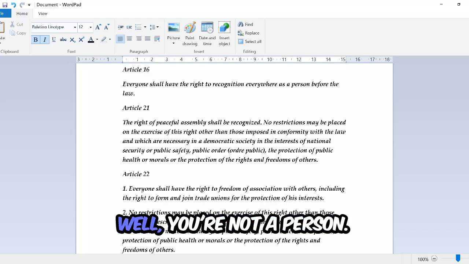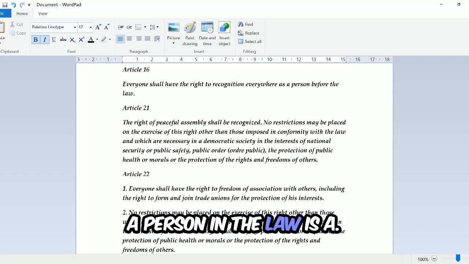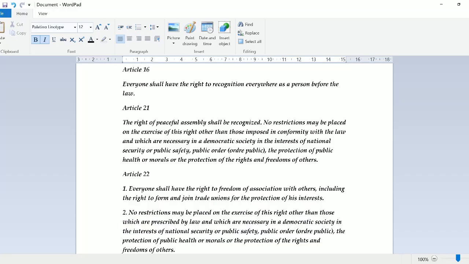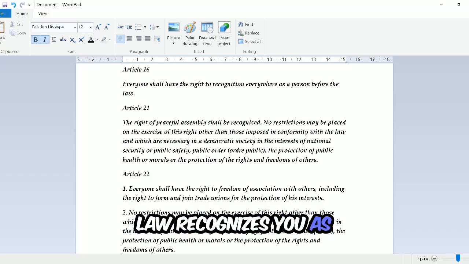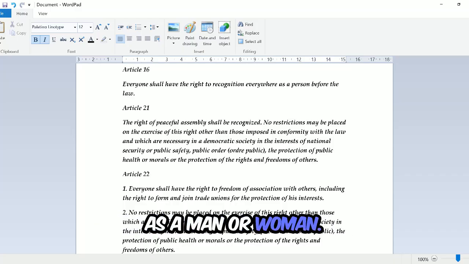But some will tell you, well, you're not a person. You can't be a person. A person in the law is made up. A person in the law is a mask. A person in the law, it's a created creature. Oh, don't be a person. Law recognizes you as a natural person. Your natural personhood, but only when you're standing as a man or woman.